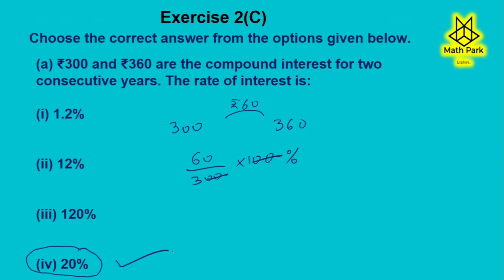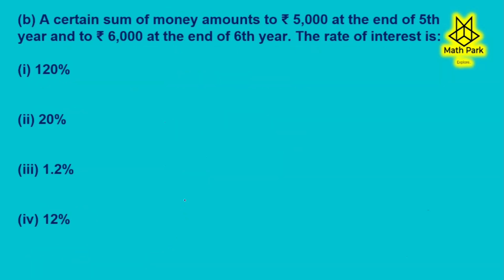Easy. The next: a certain sum of money amounts to rupees 5,000 at the end of the fifth year and to 6,000 at the end of the sixth year. So that means in 1 year it was 5,000 and it goes to 6,000. So there is an increase of rupees 1,000. So this increase of rupees 1,000 over 5,000 times 100, we get the percentage. So we get 5 times 20. Again, 20% is the correct option.